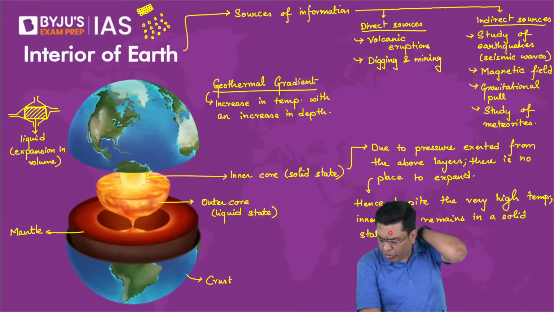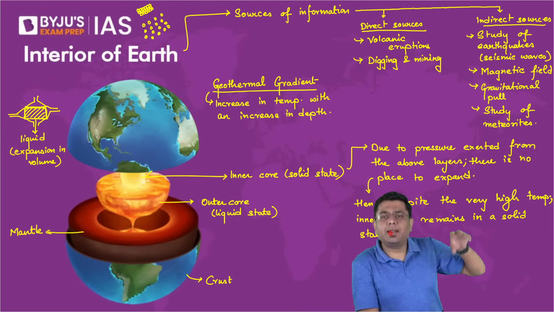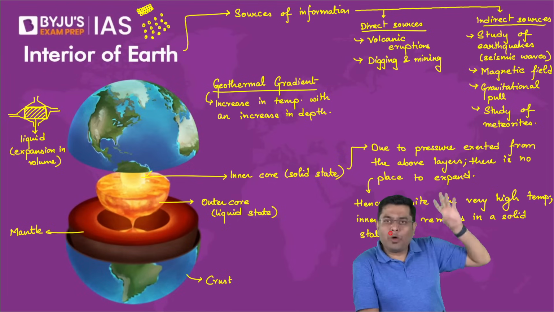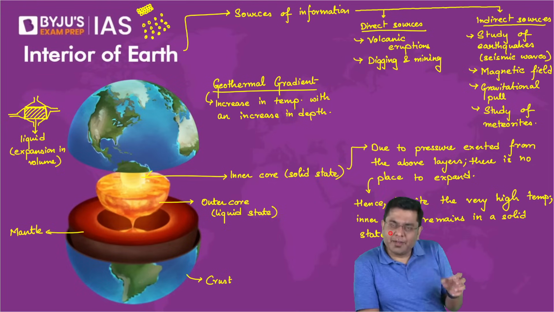Why is the outer core not solid too? Because compared to the inner core, the outer core has a couple of thousand kilometers less of overlying material, so it has significantly lesser pressure, and it can expand. Hence it is in molten state. Okay. Is it like a tabletop, flat at the poles? Not exactly like a tabletop, but significantly flatter.